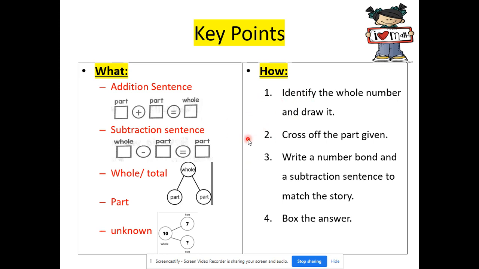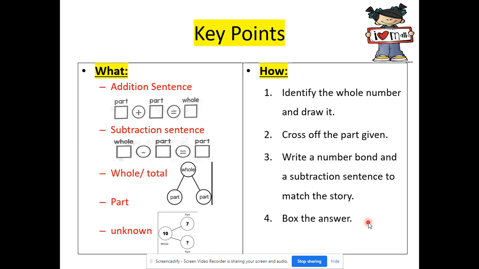Now, how are we going to solve these problems? Well, step one, we're going to identify the whole number, and we're going to draw it using math drawings. Second, we're going to cross off the part given. So the part that is given to us by the story, we're going to cross it off. And then third step, we're going to write a number bond and a subtraction sentence to match the story. And finally, we can't forget to box the answer.